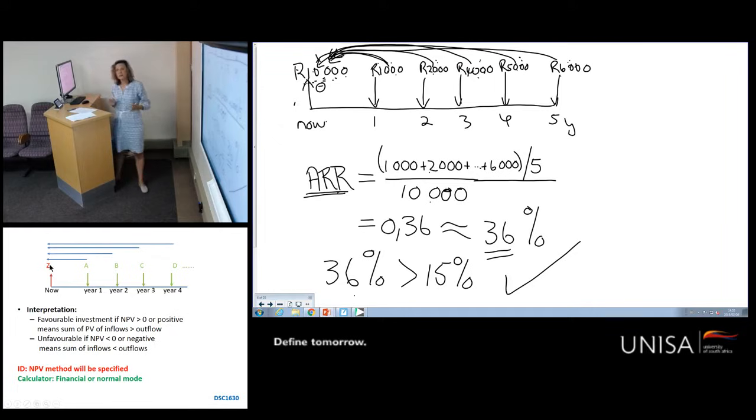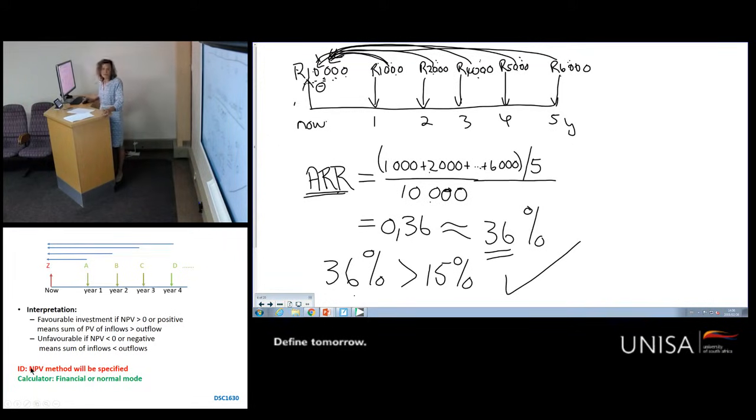Now, as I said, it will be a favorable investment if your net present value is positive, meaning the sum of your inflows minus the outflow is positive. It means your inflows are bigger than your outflows. And the other way around, if it's a negative answer, smaller than 0, it means your outflow will be bigger than your inflow.